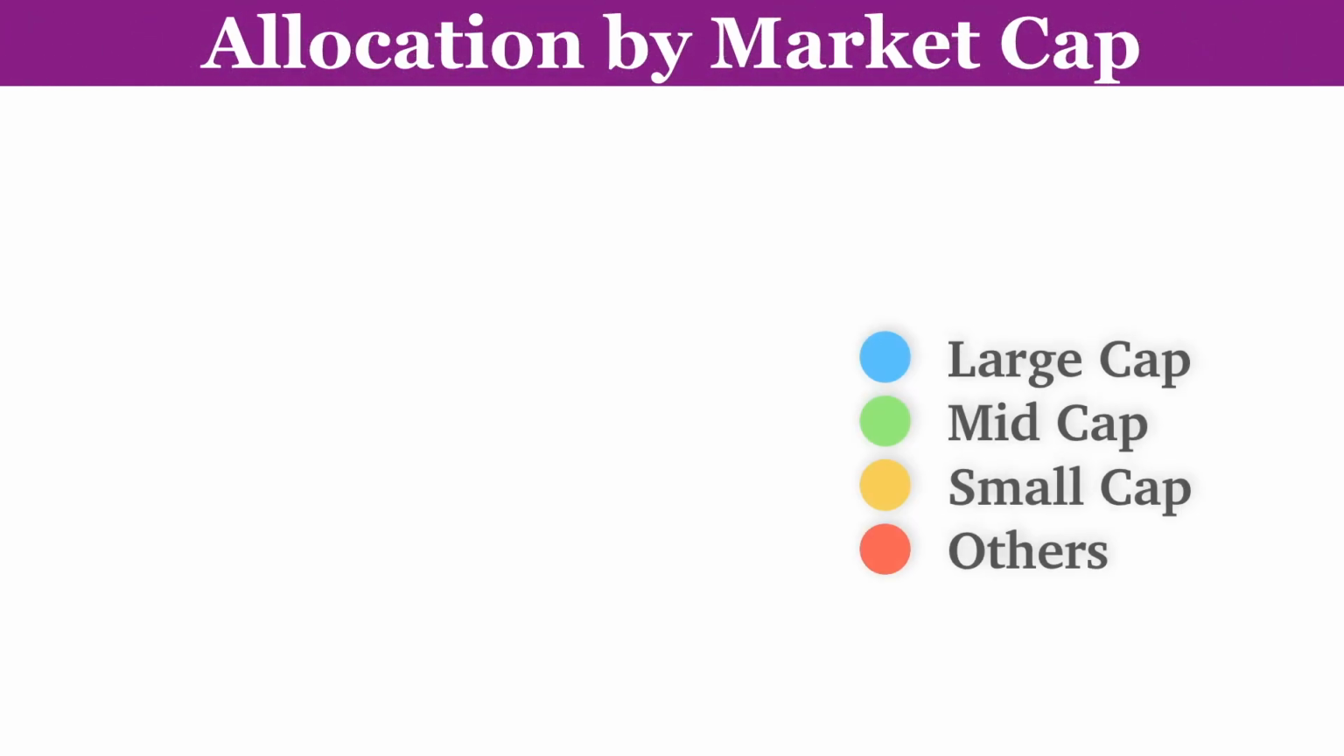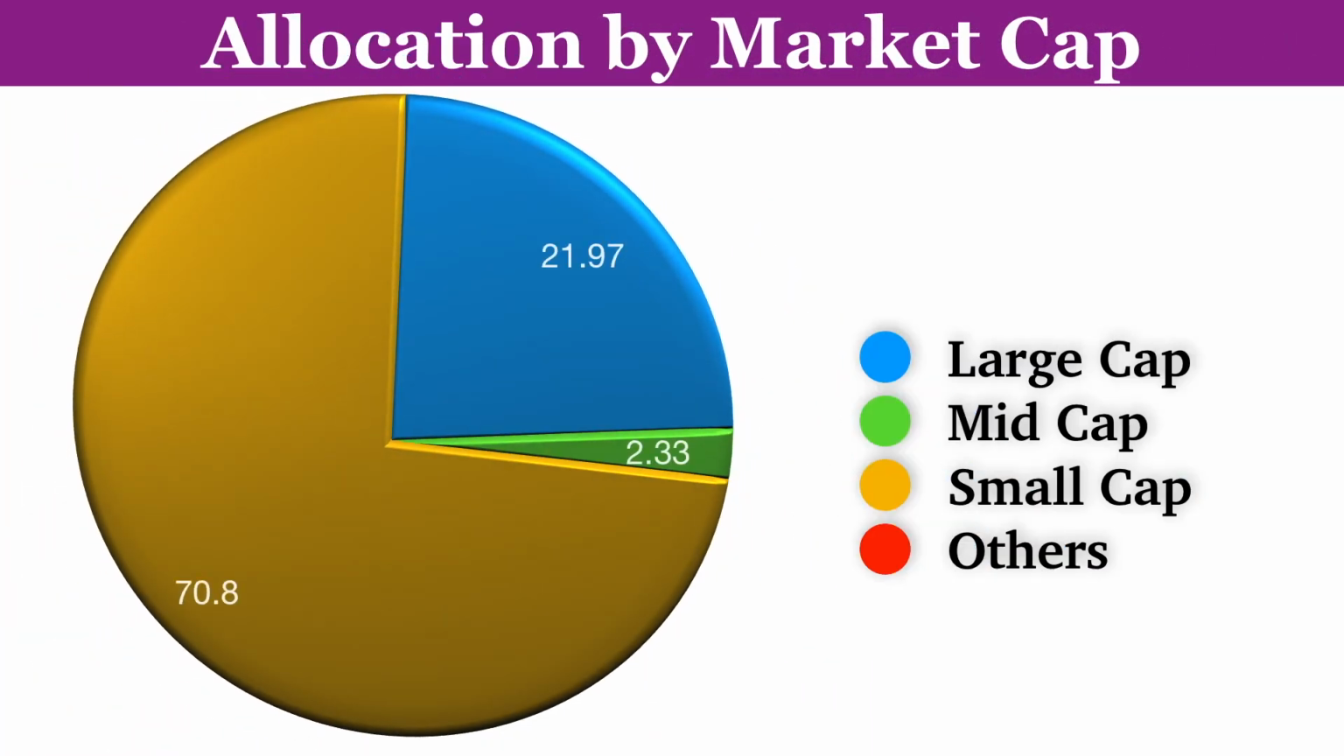Let us understand the allocation by market capitalization. Let us start from the large cap perspective. Large cap has an allocation of 21.97%, whereas mid cap has been allocated 2.33%. Most of the money is allocated to buy stocks which fall under the small cap category, which is around 70.8%. As the name suggests, most of the allocation goes to small cap.